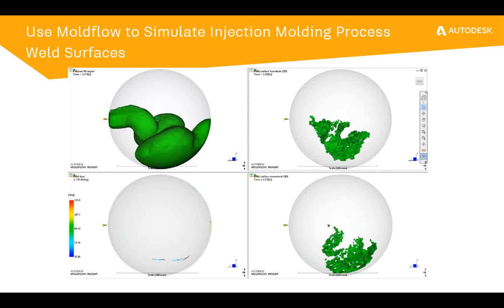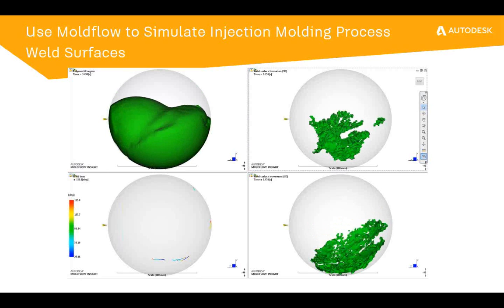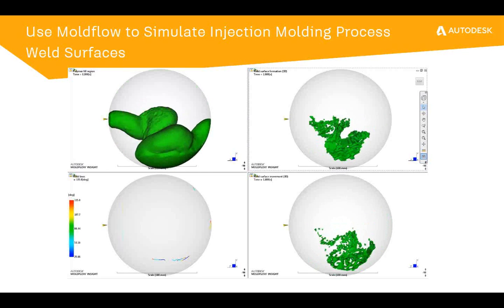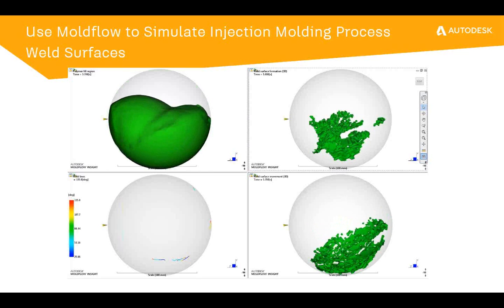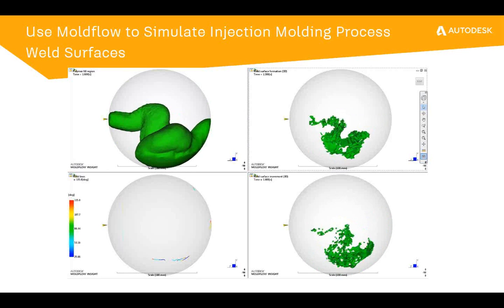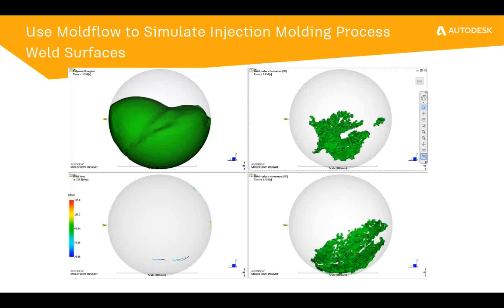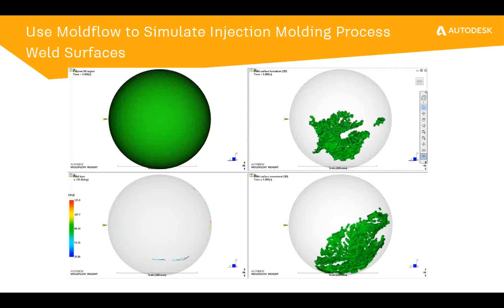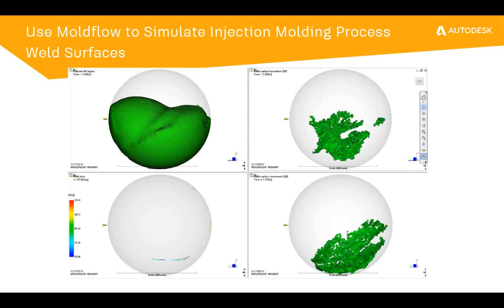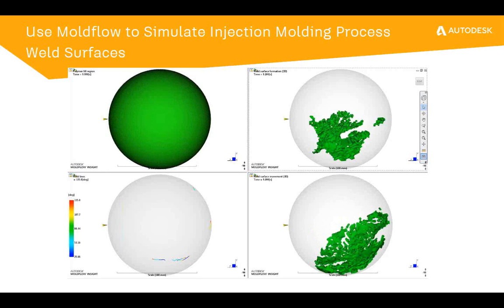view within Moldflow. These are where we'd expect to see weld lines forming on the surface of our part. But this is just surface formation. This doesn't tell the complete story of how these weld lines extend three-dimensionally through our part. To get that three-dimensional representation of our weld surfaces, we refer to the two plots on the right-hand side.